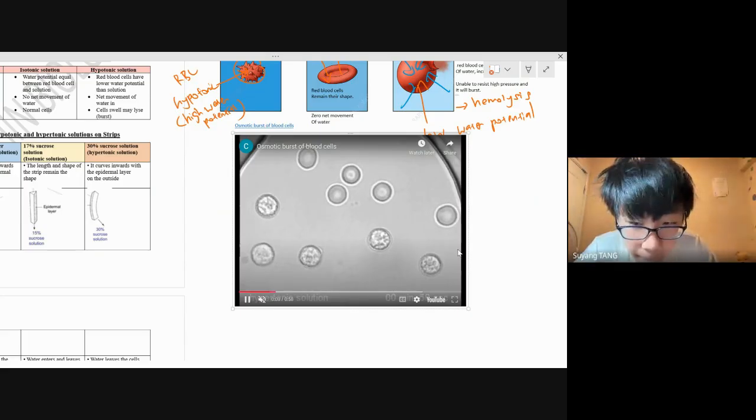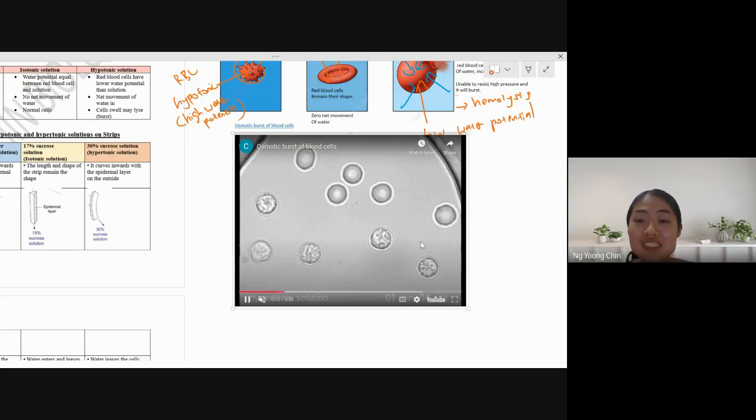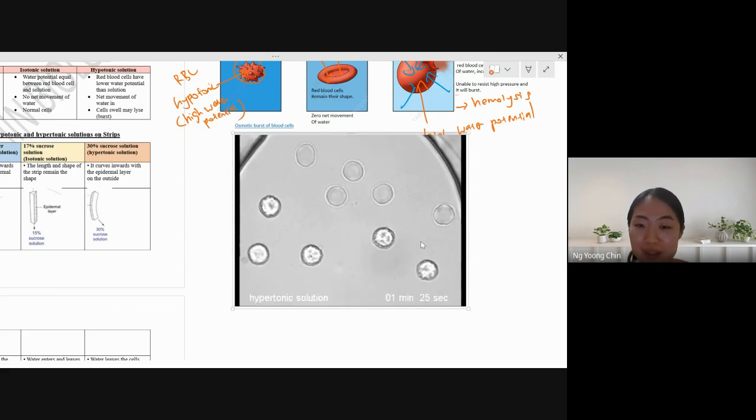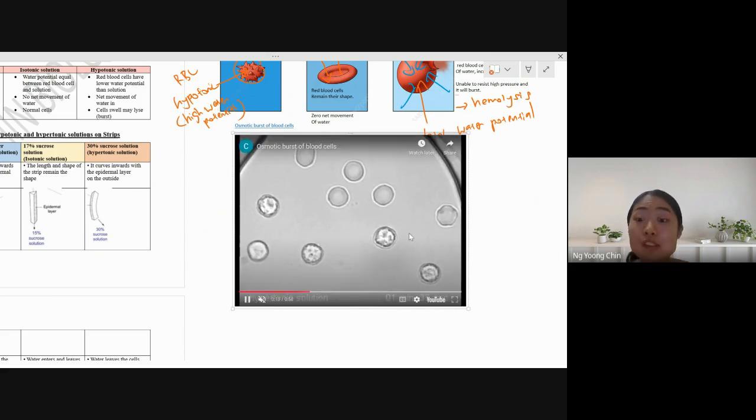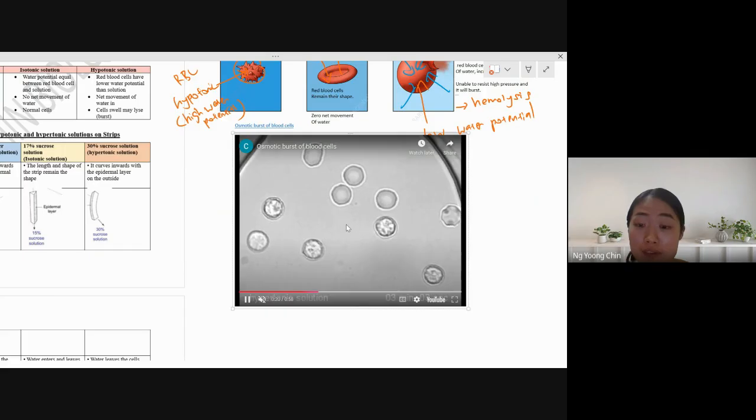Yeah. You see, this is a red blood cell. They are waiting to be burst because you're placing them in a very hypotonic solution. See, the red blood cells gain a very large amount of water, right? So you can see, wow, they are expanding in size.